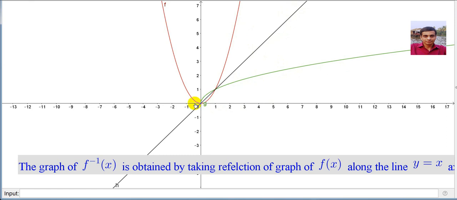So if a function is invertible, and if we know the graph of the function, then we can obtain the graph of its inverse function. In the next lecture, we will study continuity and differentiability of real valued functions of real variables. Thank you.